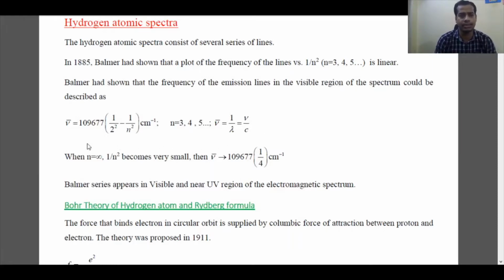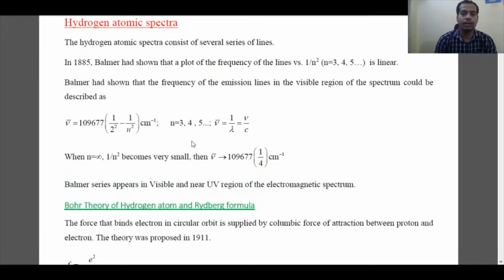He got an expression, and that expression looks like nu bar. Nu bar is the expression of frequency in terms of energy. Nu bar is equal to 109,677 or 680, often it is also written as 1 over 2 square minus 1 over n square centimeter inverse. n is 3, 4, 5. That is important only for the Balmer kind of experiment.